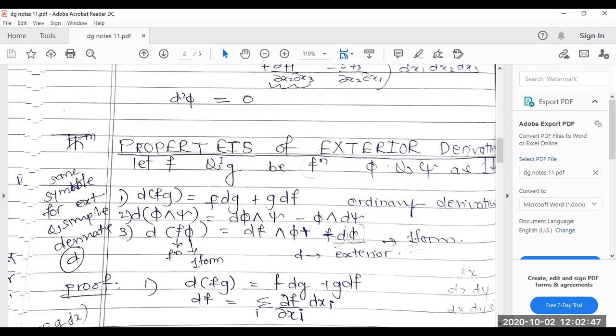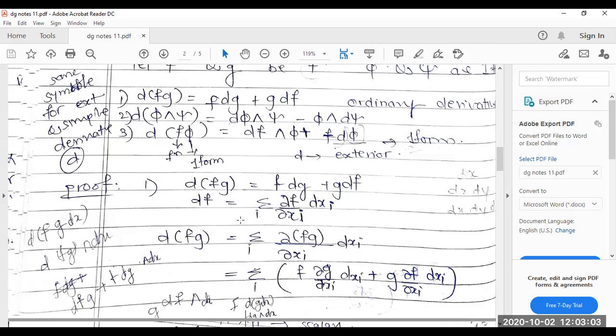The first one is very easy. We have f and g as real valued functions, and phi and psi are one forms. Now we just have to prove that d(fg) is equal to f dg plus g df. For that we already know how to write down df. For a function f, it is the summation over i of dou f by dou xi into dxi.